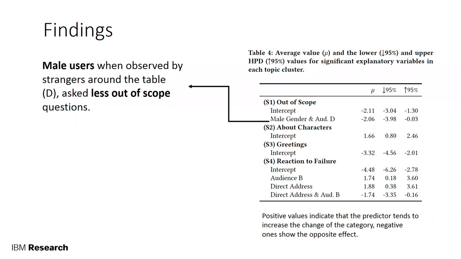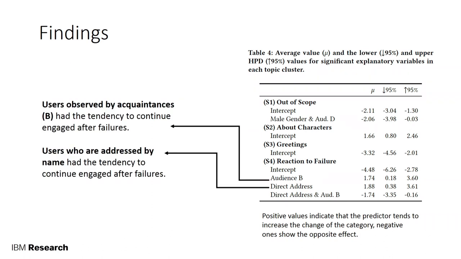What we saw is that males and females behave differently. Males usually ask 50% more out of scope questions than women in that context. And when they were observed by strangers, they asked fewer out of scope questions. By out of scope, I mean questions that are not related to the book.